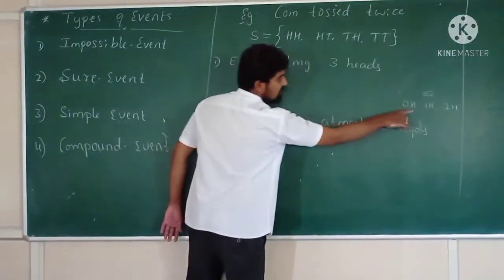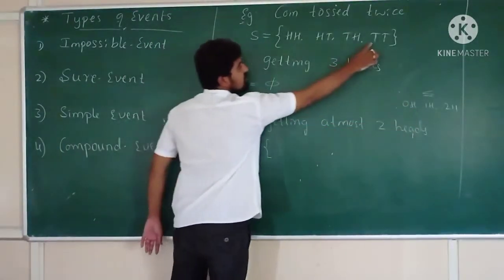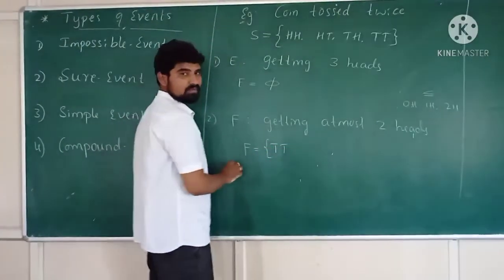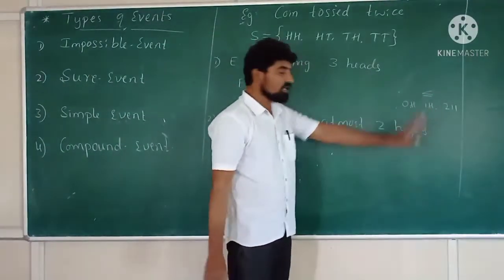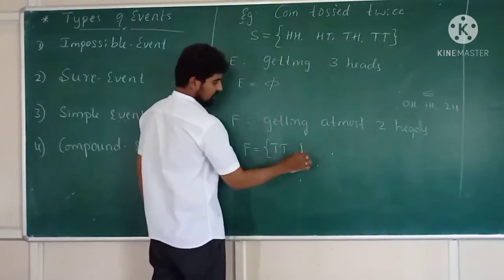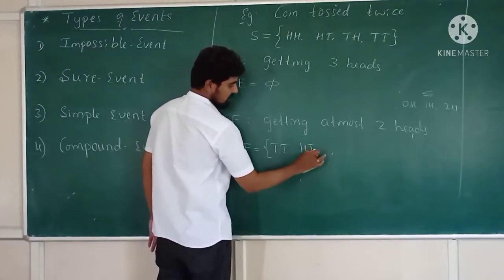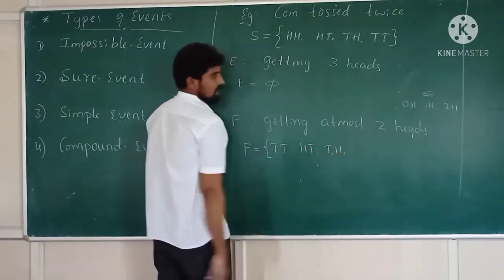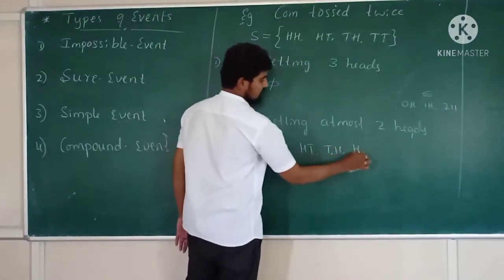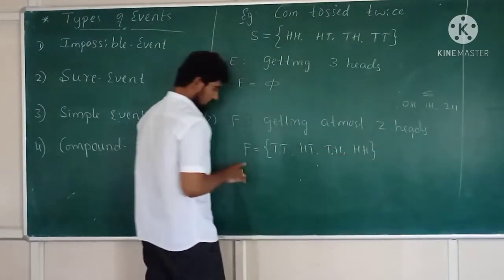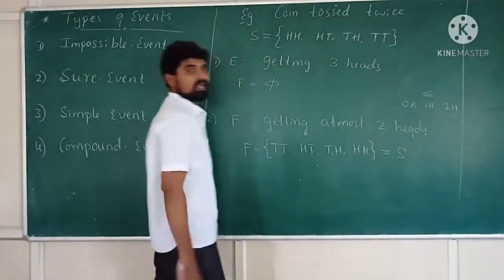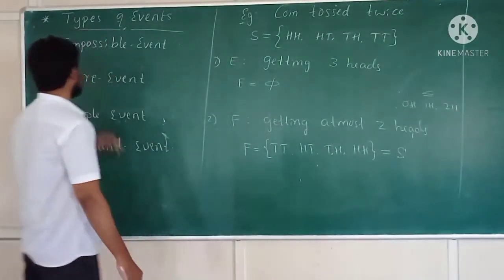So first, 0 heads are present in this outcome. So TT is also a possible outcome for the event F. And next, 1 head is present in the second and third. Therefore HT as well as TH. And 2 heads are present in the first outcome. Therefore HH. And now you observe that this F is equal to the sample space, and this event F is called a sure event.